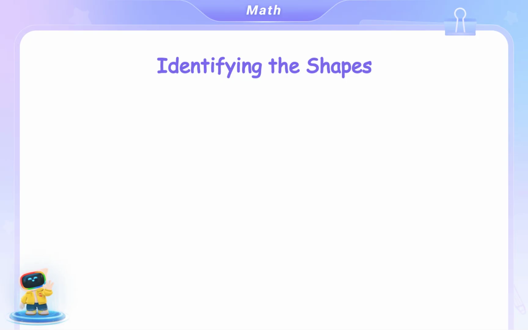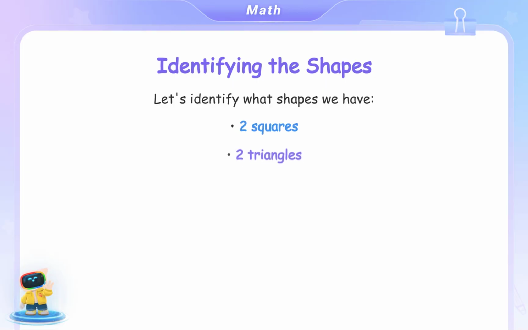Identifying the shapes. Maria has 2 squares and 2 triangles. Let's see how she can put them together to make a rectangle. We have 2 squares. And we have 2 triangles.